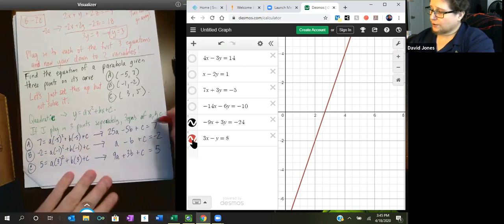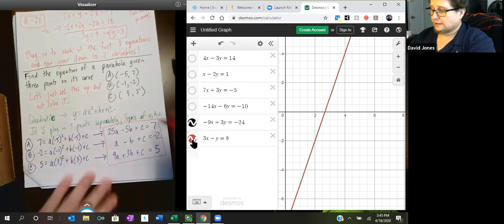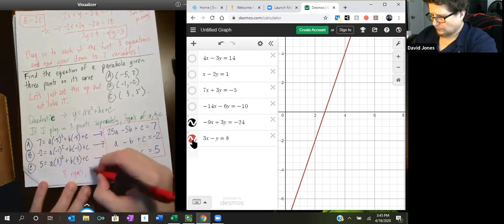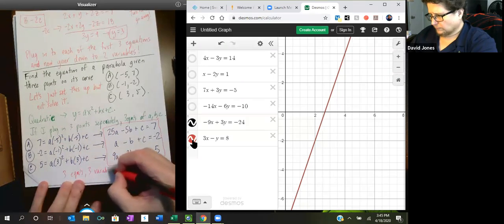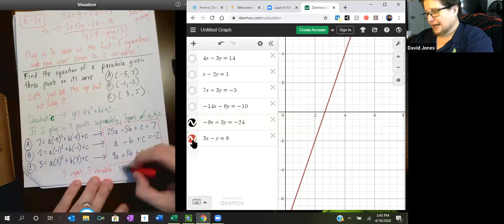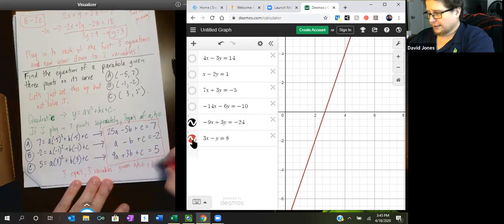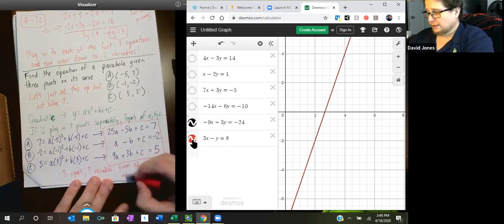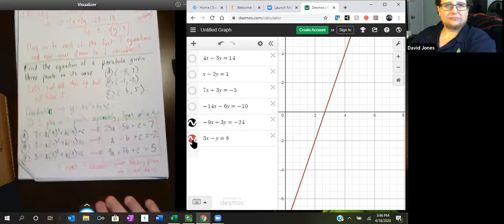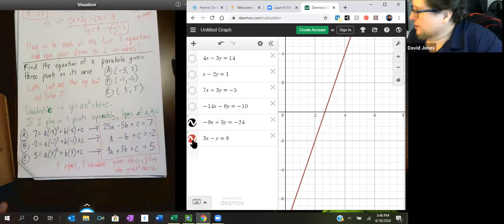3 equations with 3 unknowns. We can solve, and once you have a, b, and c at the end, plug into y equals ax squared plus bx plus c. That's how you can get the equation for a parabola given 3 of the points.